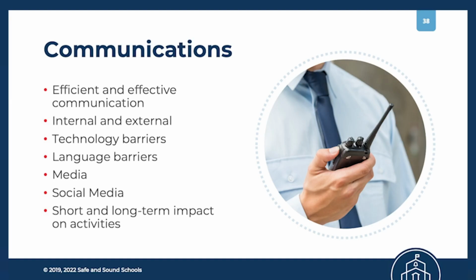We need to also consider technology barriers. Some families may not have internet, may not have access to a phone. What types of technology-related barriers, power outages, for example, might we be facing, and how can we work around those?